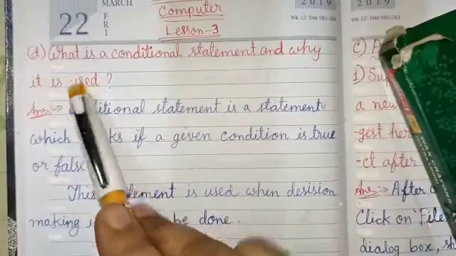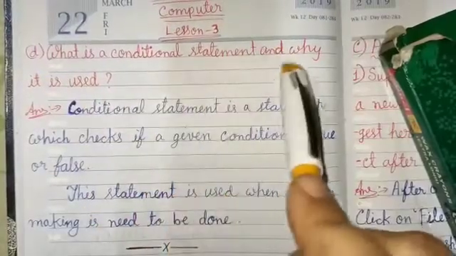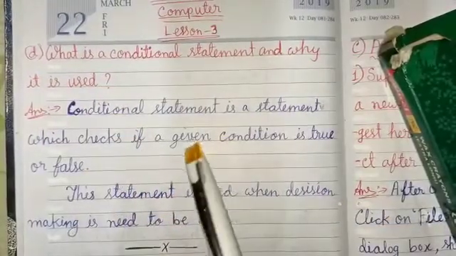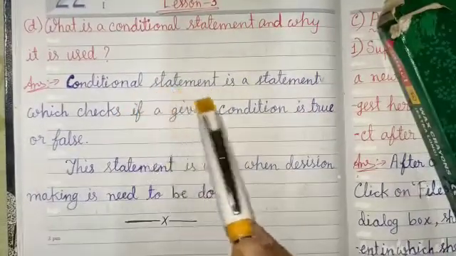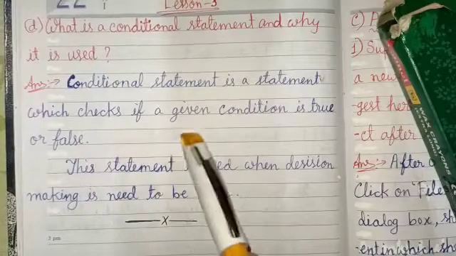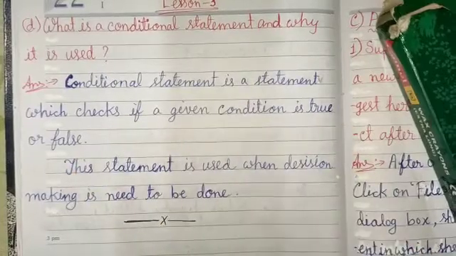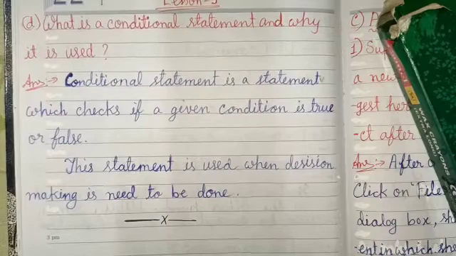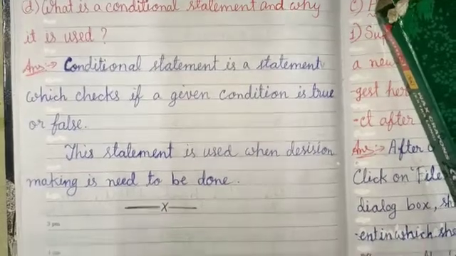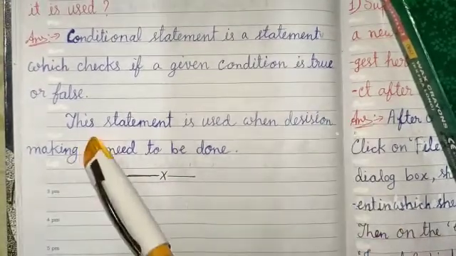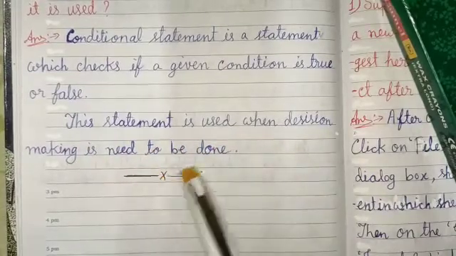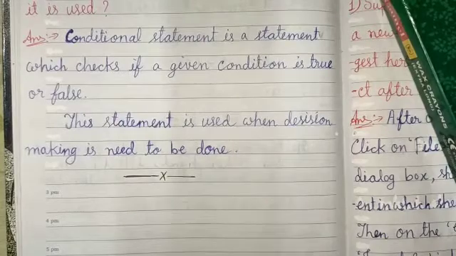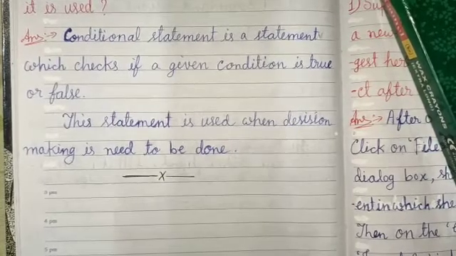Next, question number D. What is a conditional statement and why is it used? A conditional statement is a statement which checks if a given condition is true or false. This statement is used when decision making needs to be done.